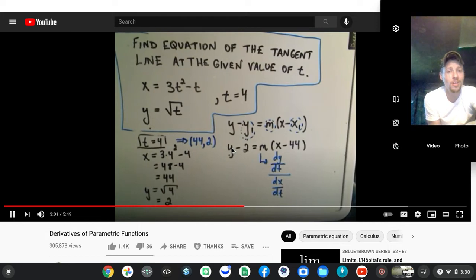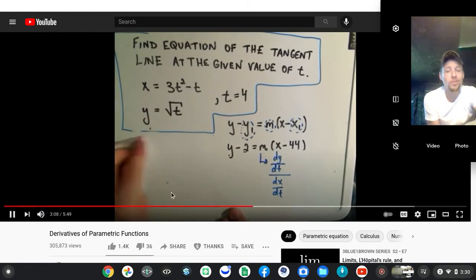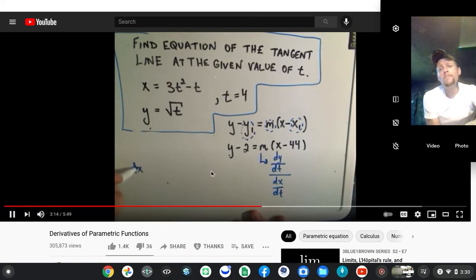Now I've got the derivative of y with respect to x. So this says the derivative of y with respect to x is the derivative of y with respect to t over the derivative of x with respect to t. Let's calculate that.